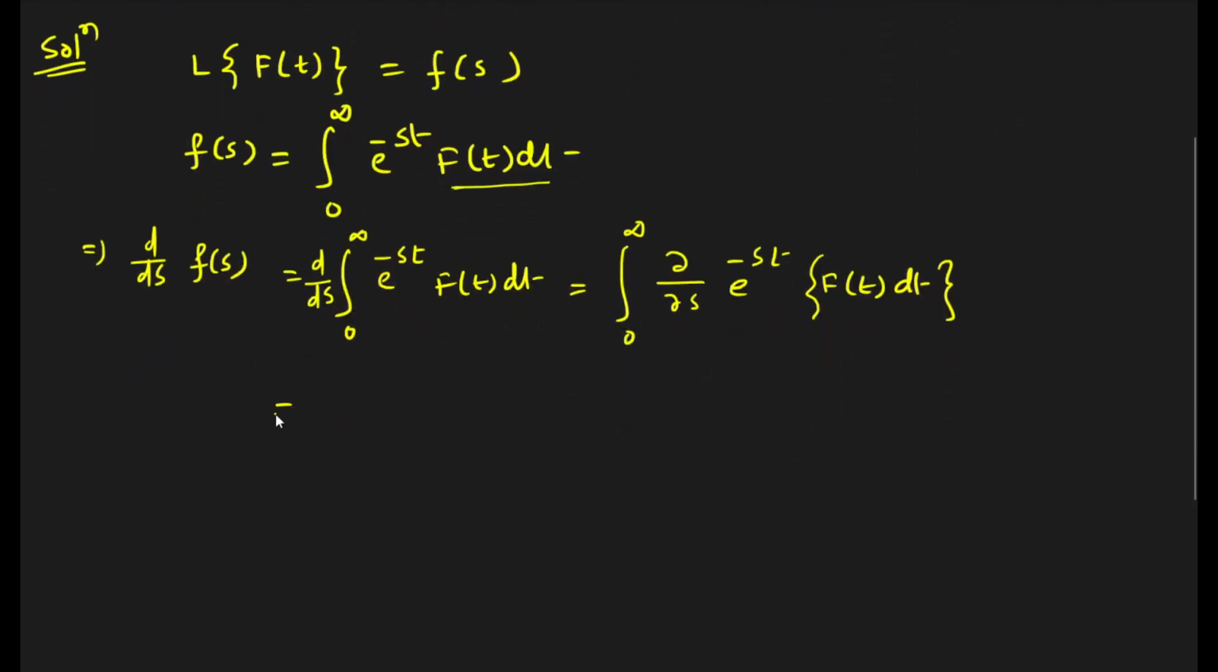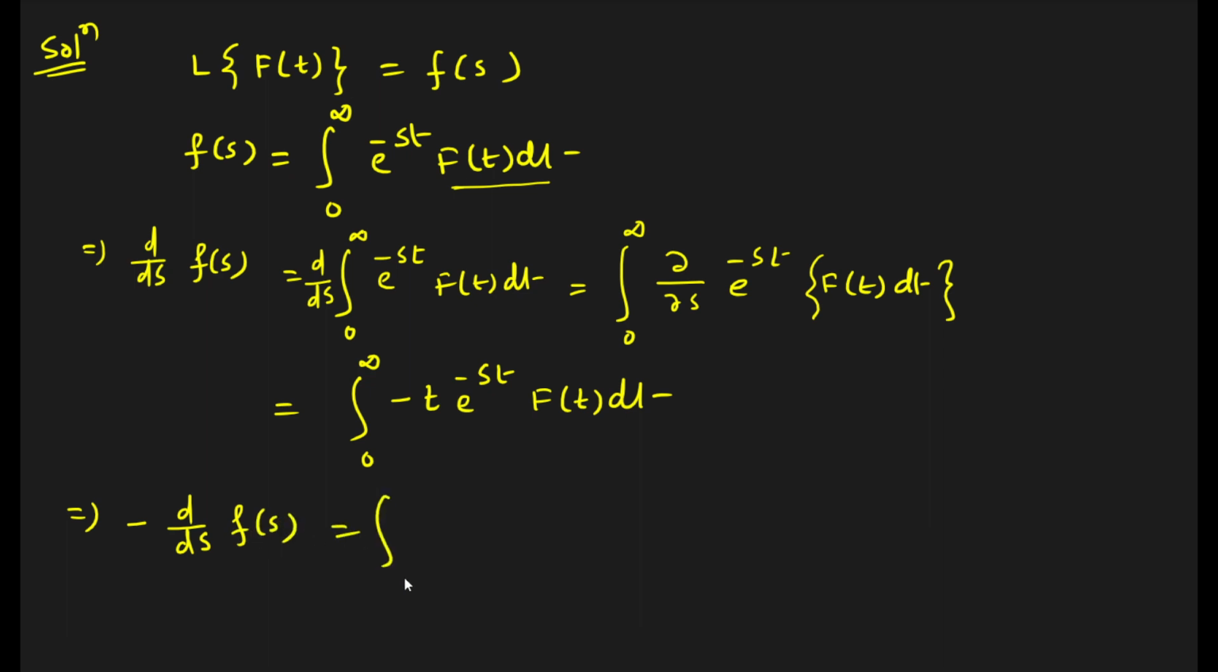Now after differentiating, what will come? If we differentiate this, one minus sign will come out. It will be the integral from 0 to infinity of minus t into e to the power minus st, then f of t dt. Now this minus sign we will bring to the left hand side. So it will be minus d by ds of F of s equals the integral from 0 to infinity of t e to the power minus st, or let us write it with this function, t f of t dt. Okay.